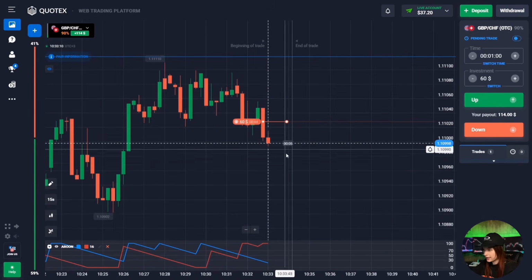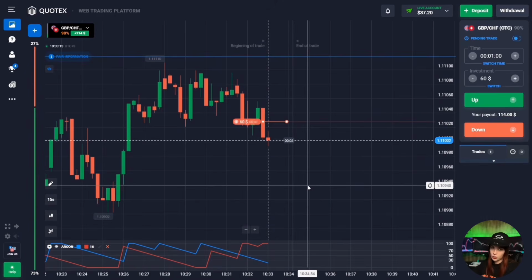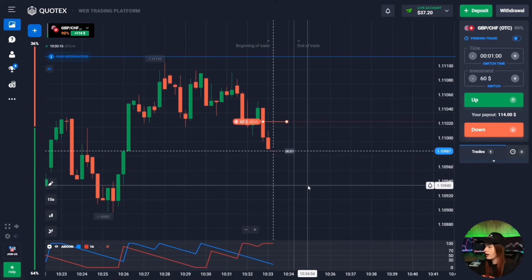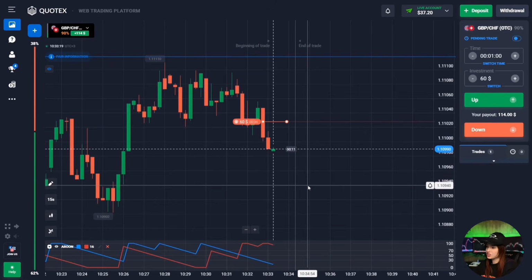Therefore, I expect the price to continue moving downward in the near term. 1 minute should be sufficient in this scenario. Now let's simply monitor the chart and see how this deal will close.